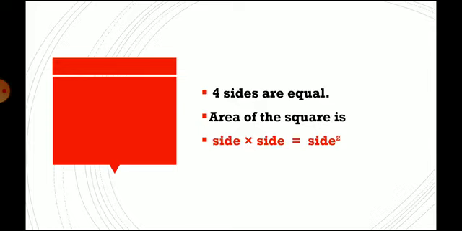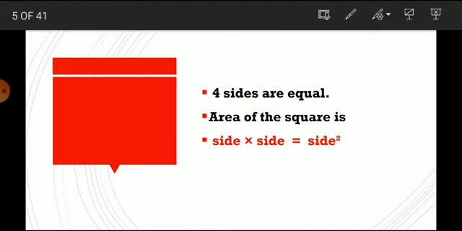The area of the square is given by this formula: side into side, which is equal to side square. If the same number comes twice, we can write it as a square. If here is 2, this is one side and this is the other side, so we can write side two times like a square.